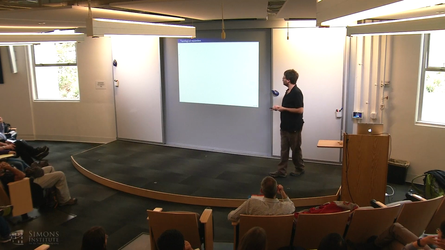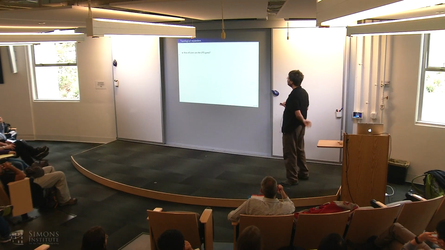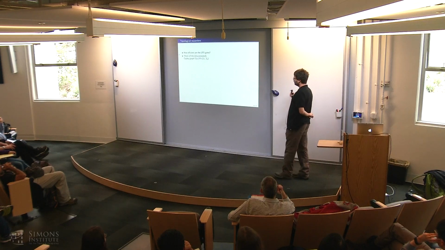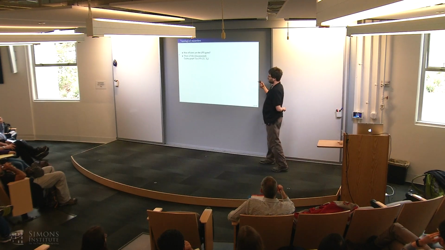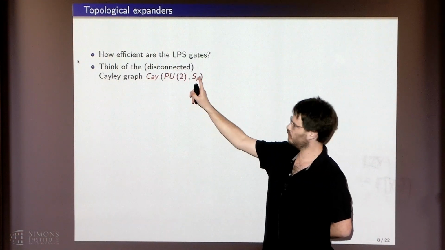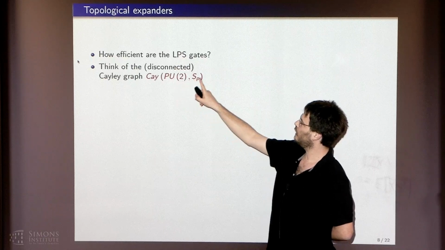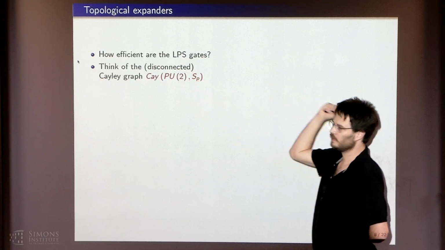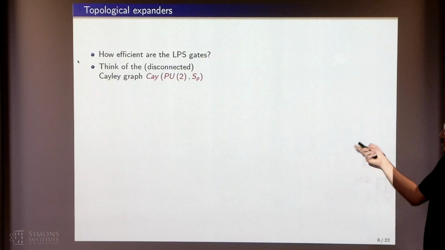So I want them to be efficient. How efficient are these gates? For that, I wanted to imagine, again, an expander. But this expander I want to think about the Cayley graph of PU2. So this is an uncountable group, and these are this finite set of matrices. So think about the 6 matrices we saw earlier, and take the Cayley graph.